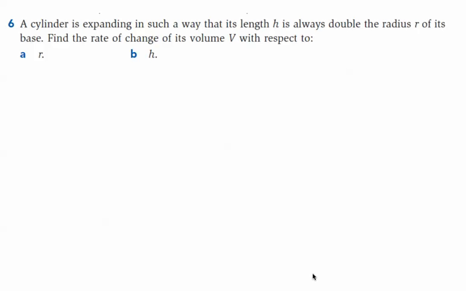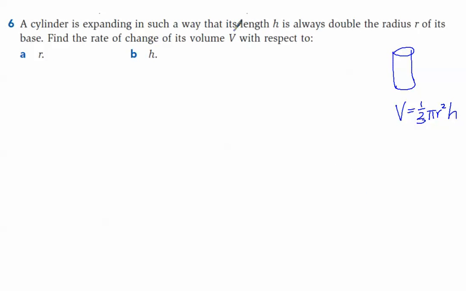Through question 6 as another example in case any of you need it. So this one's got a cylinder. It's expanding in such a way that h is always double the radius. So it might help you by drawing a picture. And then you should know that the volume of a cylinder is a third pi r squared times h.